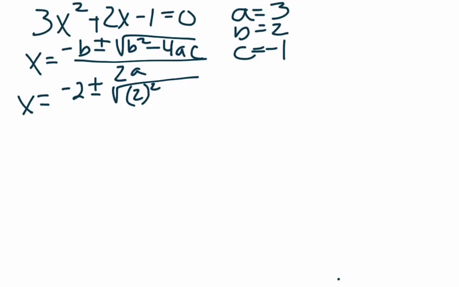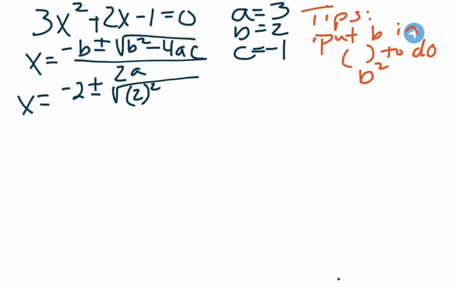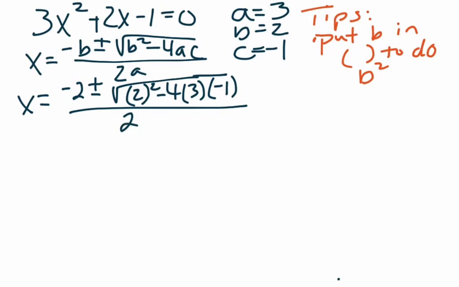So one error-proof step there is to put your B value in parentheses. So I just put that off to the side there. Tip number 1, put B in parentheses to do the B squared. Minus 4 times A, which is 3, times C, which is -1, all over 2 times A, which is 3.